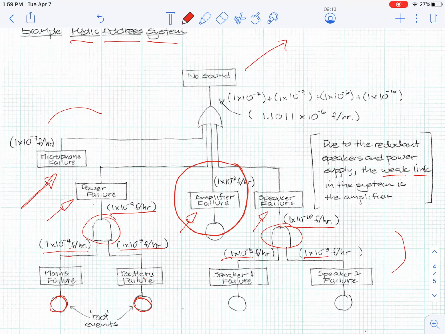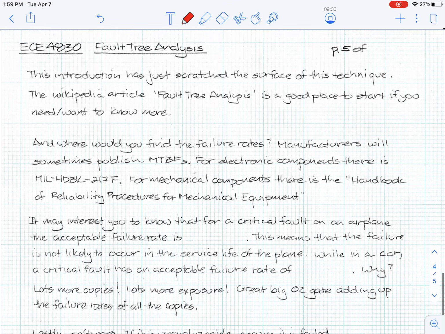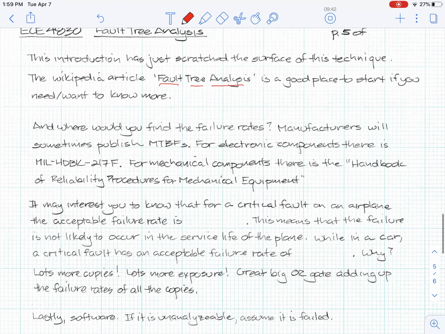It forces you to think about something that designers usually don't think about, which is how will my system fail, and will it fail gracefully? Will it fail rarely? Those are critical things to think about when I'm doing system design. This is a brief introduction of fault tree analysis; I just scratched the surface. If you type in fault tree analysis and go to the Wikipedia article, it's a good place to start if you really need to know more at some point in your job.